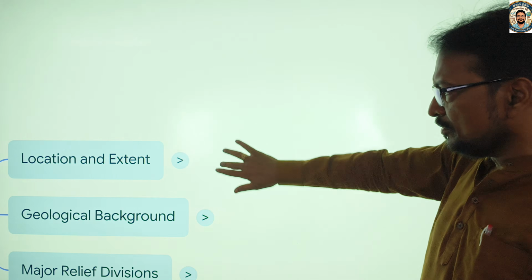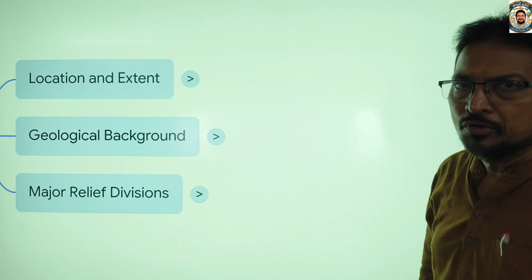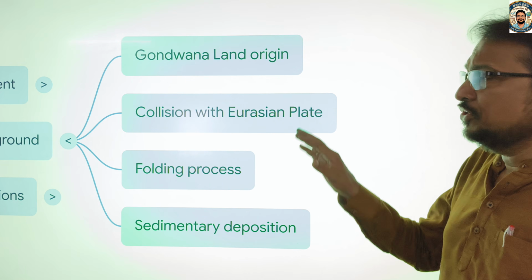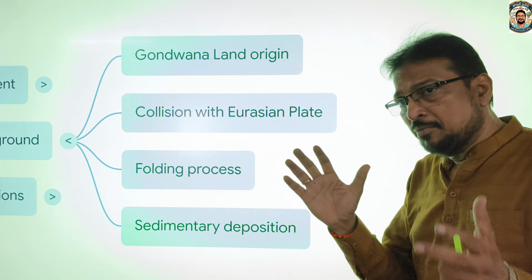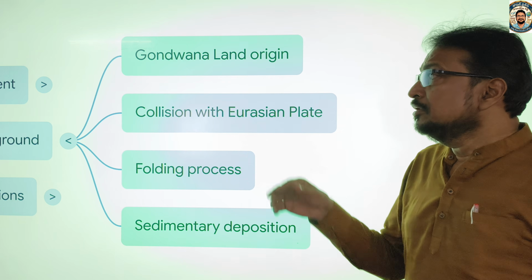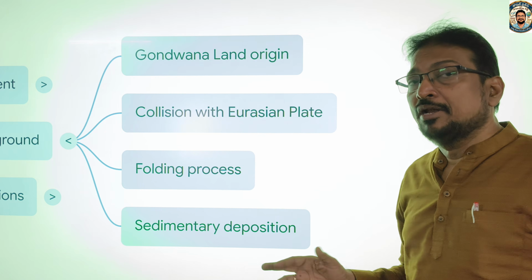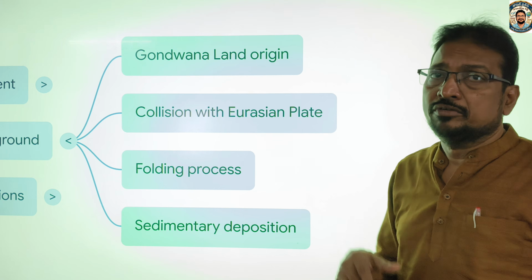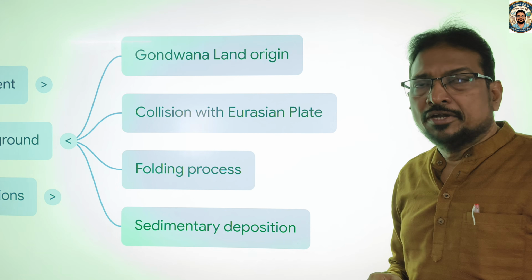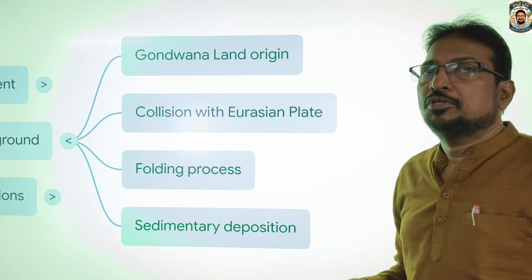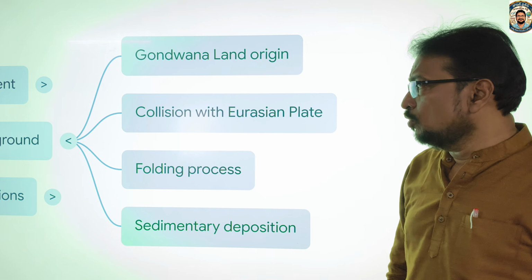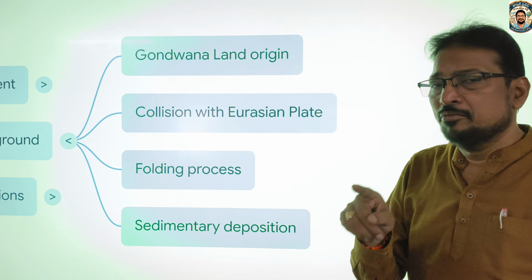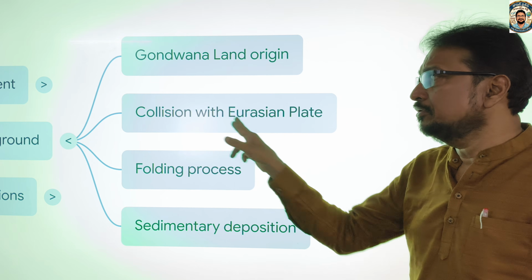Next, geographical background. What are we going to read in this geographical background? Here, Gondwana land origin: how Gondwana land formed from the African tectonic plate. The main Indian tectonic plate belongs to this Gondwana only. This is moving towards the northeast direction and collided with the big tectonic plate, that is the Angara plate. Because of this process only the Himalayas formed. Next, collision with the Eurasian plate. That Eurasian plate's other name is Angara land. That we are going to read in this.